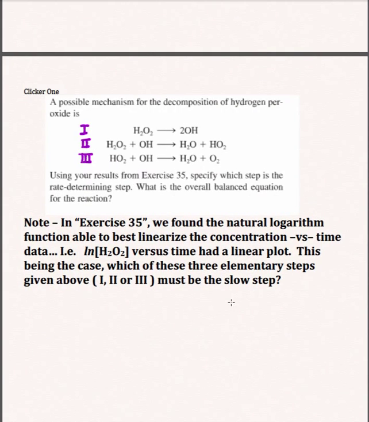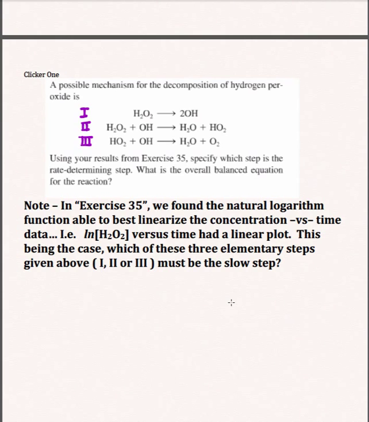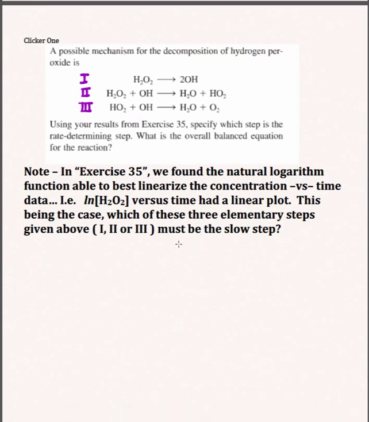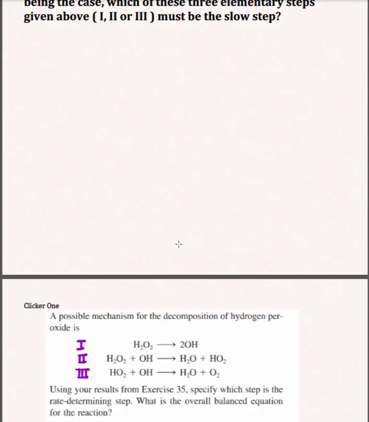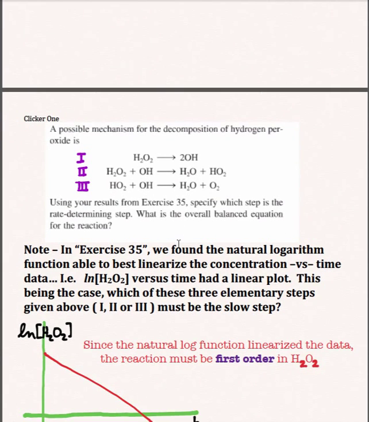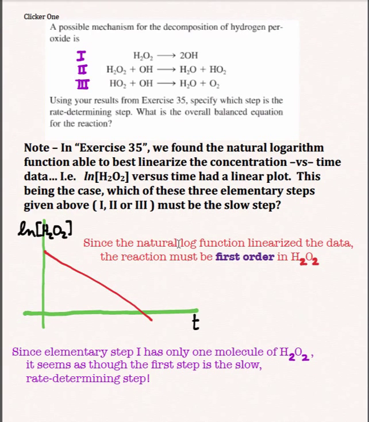Here's a clicker question that we're not clickerizing, but we'll just go over the example. So I have a proposed mechanism, and I'm supposed to find out maybe what a slow step is, or thinking back to exercise 35, which we may never have done, we found the natural logarithm to linearize the concentration versus time data. I don't even know what the overall reaction is yet. I could add these up and find out. I think I'll do that. In any case, if the natural logarithm linearizes the data, I know it's first order in the reactant.